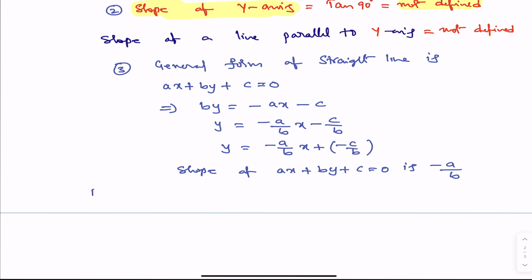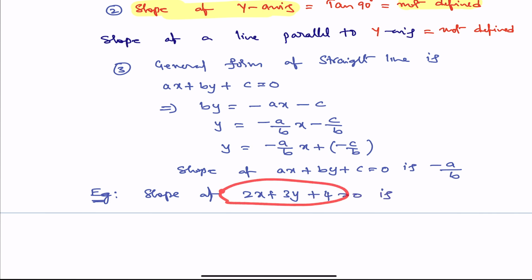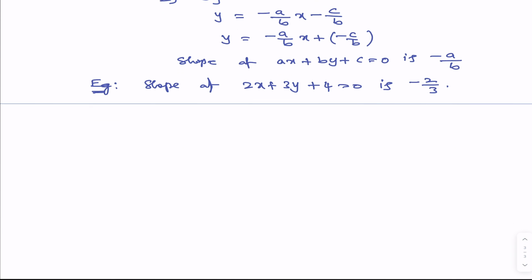I'll give an example here. They'll ask the slope of 2x plus 3y plus 4 equal to 0. What is the slope of this line? Minus 2 by 3. Minus x coefficient by y coefficient. Minus x coefficient is 2 divided by y coefficient. Y coefficient is 3. So the slope of 2x plus 3y plus 4 equal to 0 is minus 2 divided by 3.